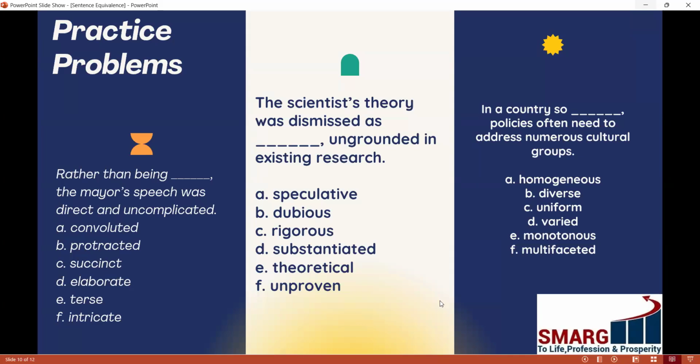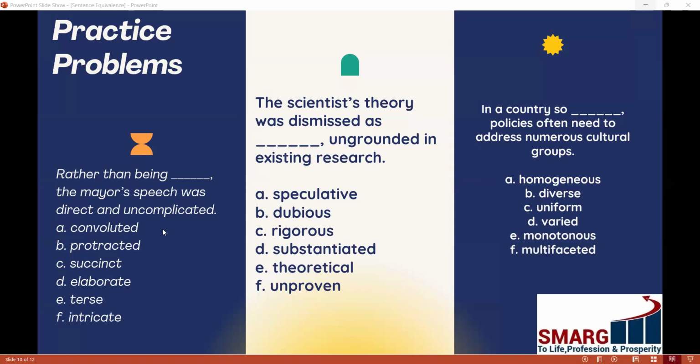Talking about the common words, ma'am, is there a list of words somewhere we can find out? I'll come to this question once we are done with the questions here. Okay, sure. All right. Okay, ma'am.